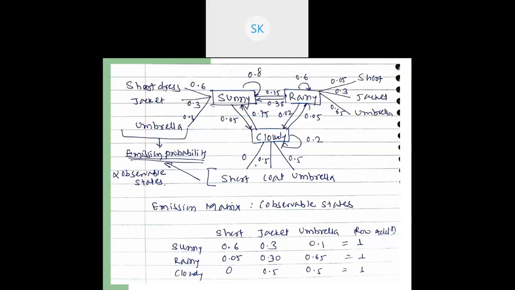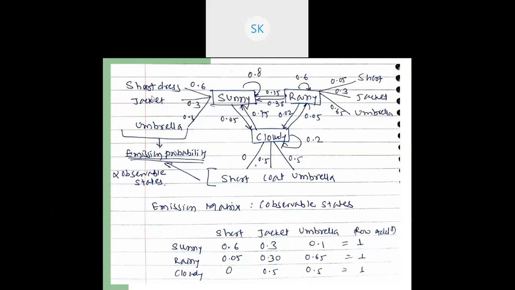That person is coming home to give you the necessary things like food and all, dressed in shorts. So that observation with the emission probability is 0.6. A person wears a jacket, another observation, and that probability is 0.3. If the present day weather is not sunny and the person wears a jacket, that emission probability is 0.3. A person comes with an umbrella with the present state as sunny, right? So this emission probability is 0.1.